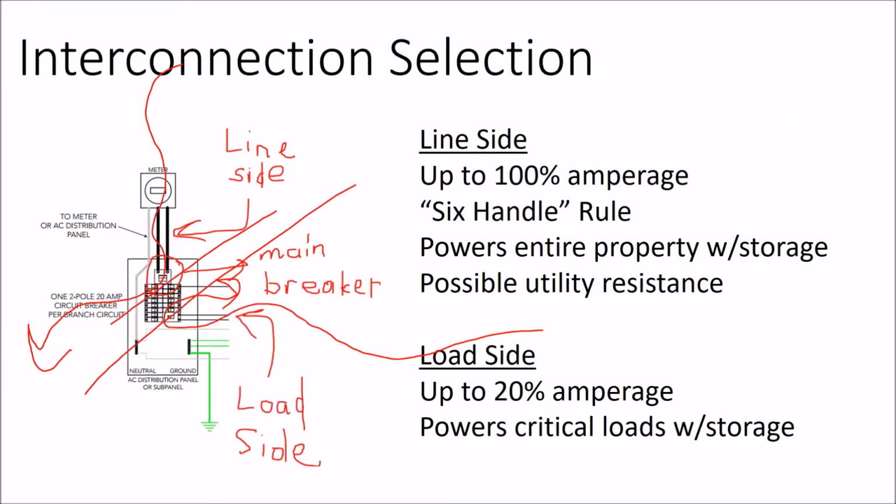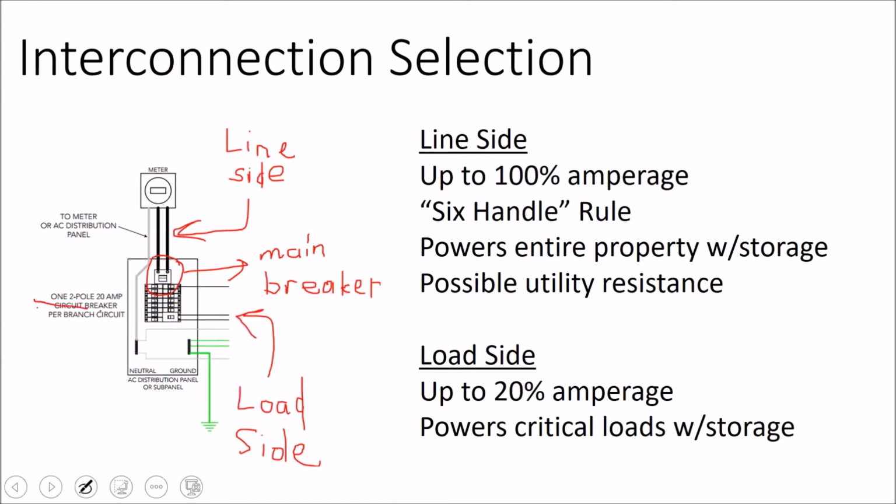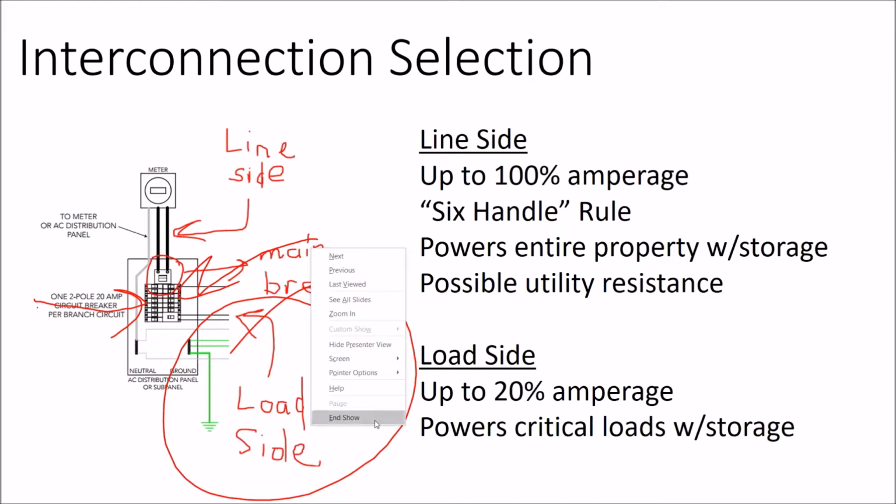You lose that 20% if you just tie in anywhere on the service panel. So you have to tie in on the load side onto the bottom of a service panel if that panel has both loads and lines.